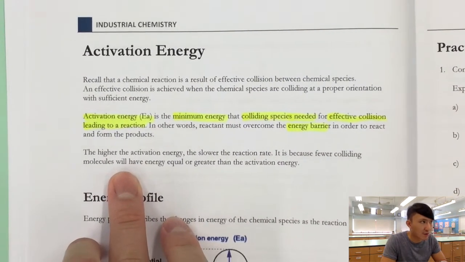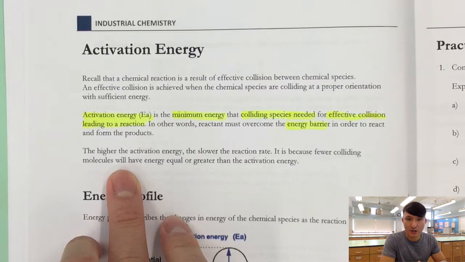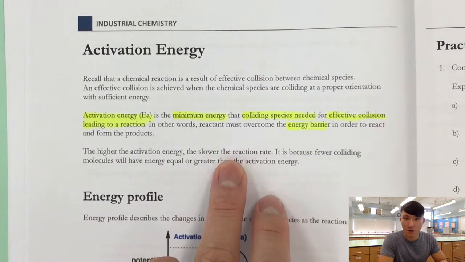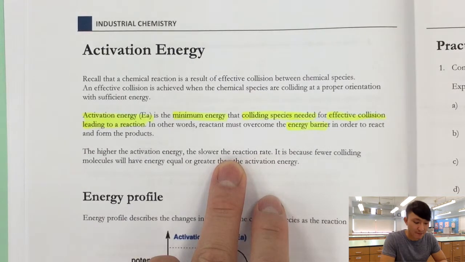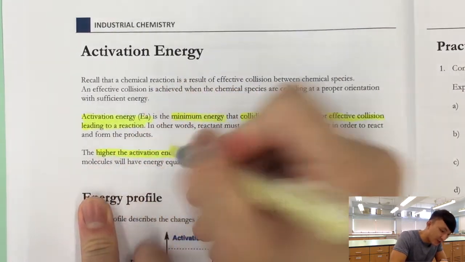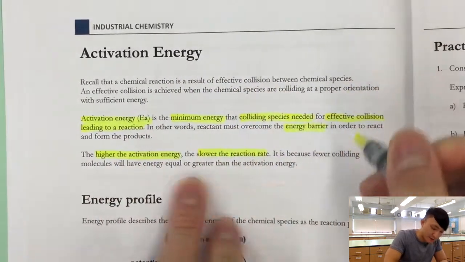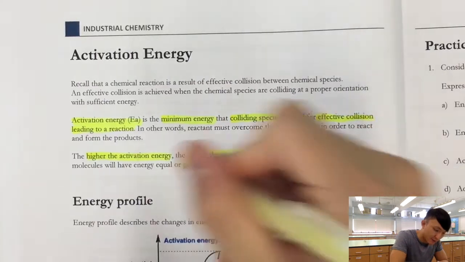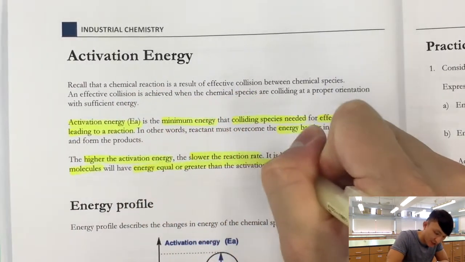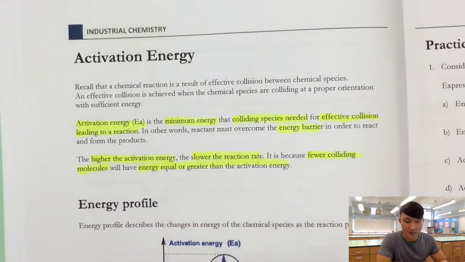Now, you can also tell if the activation energy is very high, meaning that the energy barrier is more difficult to overcome, then the reaction rate will be slower because the reaction will be harder to proceed. So you see, the higher the activation energy, the slower the reaction because fewer colliding molecules will have energy equal to or greater than the activation energy. So that makes sense.